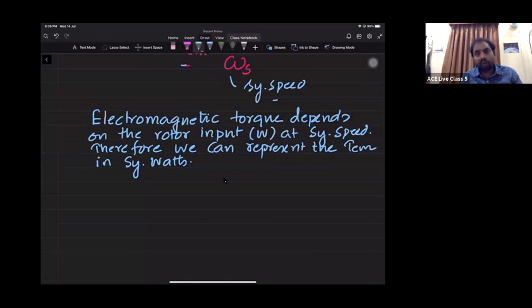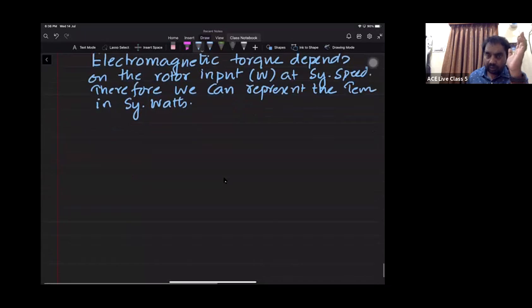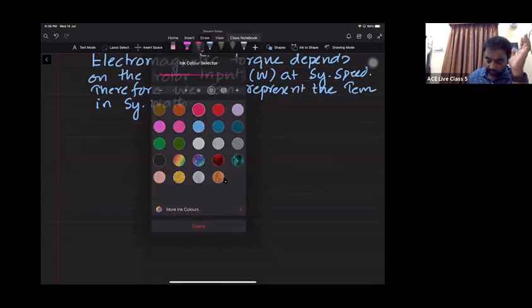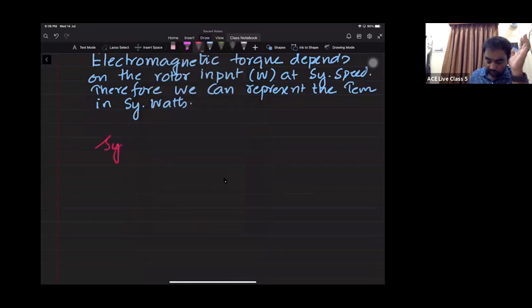No. But what is the difference? I'll explain. First of all, how do we represent the torque in synchronous watts? If I want to represent the torque in synchronous watts, first of all, you should know the definition for synchronous watts.